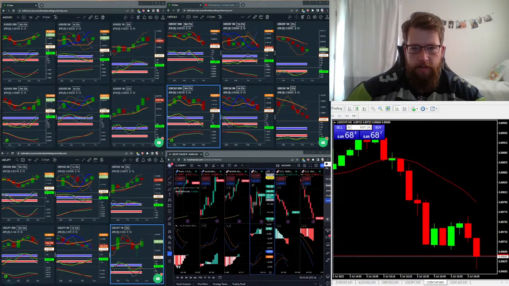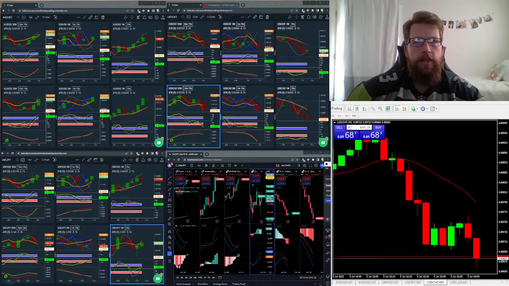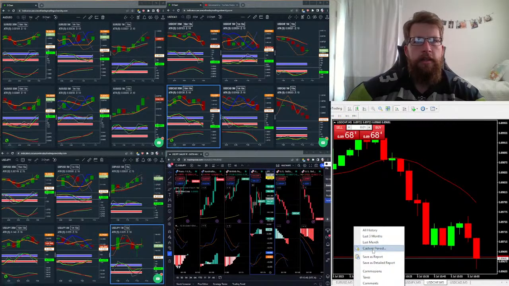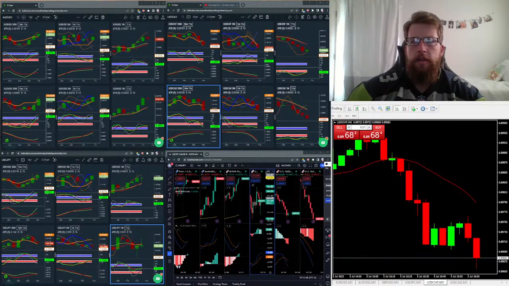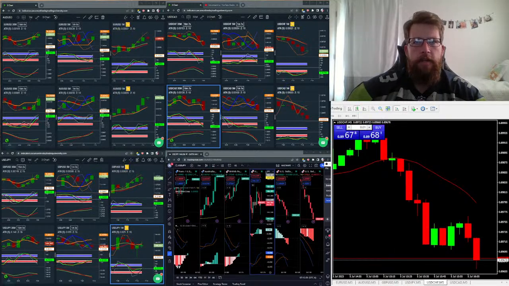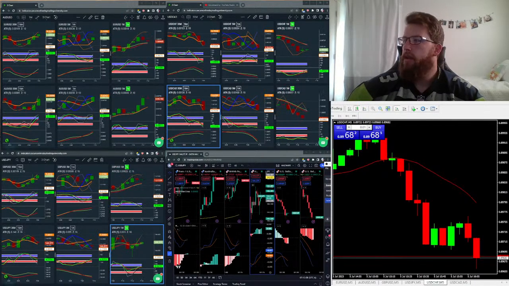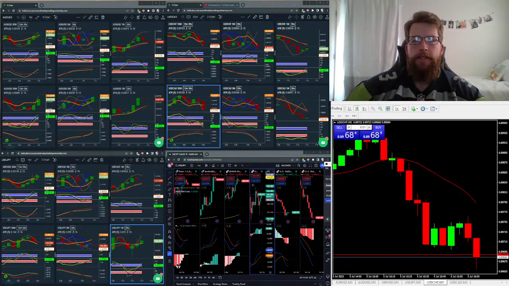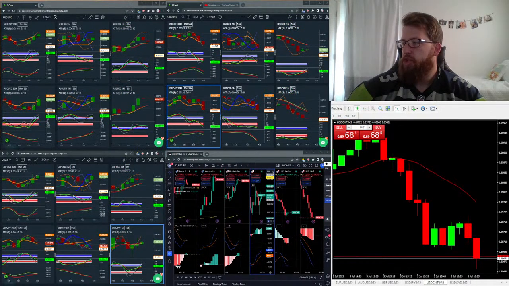I don't know why this is being so weird. Why is this showing every trade I've done in the last? Okay. Custom period. MT4 is being weird, which isn't weird.